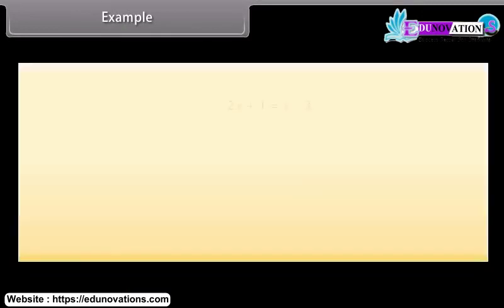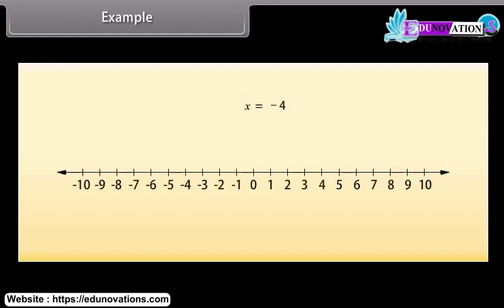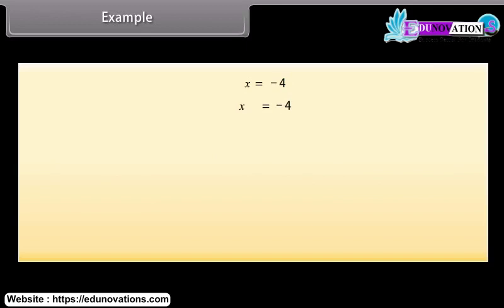Example. Let's now solve this equation and represent the solutions on the number line and on the Cartesian plane. This equation can also be written as 2x - x = -3 - 1. By solving this, we get x = -4, equation 1. Now let's see where it lies on the number line. Here it is. Now we know that x = -4 can be written as x + 0y = -4.